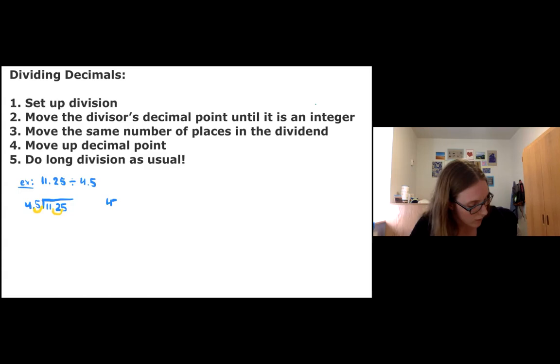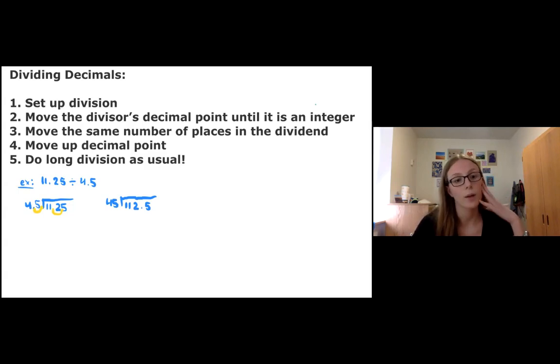And so now our new question, I'll rewrite it just so it's a little bit easier. We now have 45 divided by 112.5. And then as you see, the fourth step, right? So all we've done so far is moved the decimal places so that the divisor is an integer and the dividend had the same number of jumps.